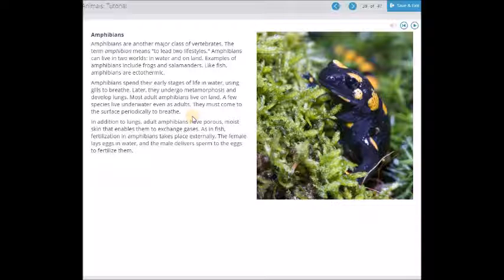A few species live underwater as adults, but even those must come up periodically to breathe. But there's something interesting. Yes, they have lungs, and they do breathe through their lungs, but they also have something weird. Their skin is porous, meaning that they can actually breathe through their skin, which means that they don't have to get all of their air through their lungs, which is kind of weird. Just like fish, they fertilize externally. The female lays eggs in the water, and the male goes by and delivers sperm onto the eggs.